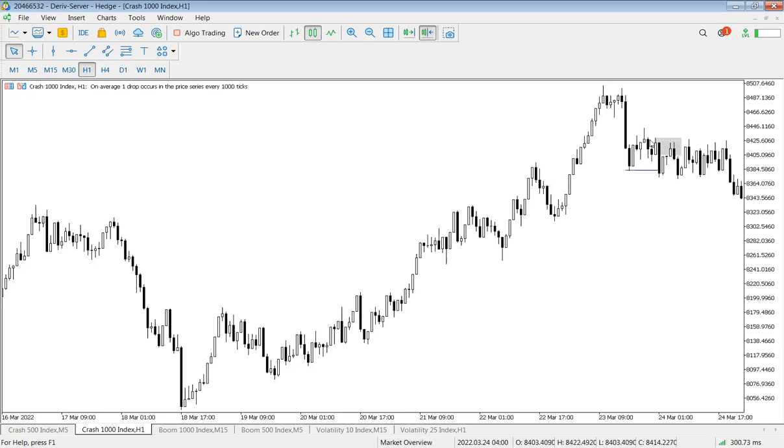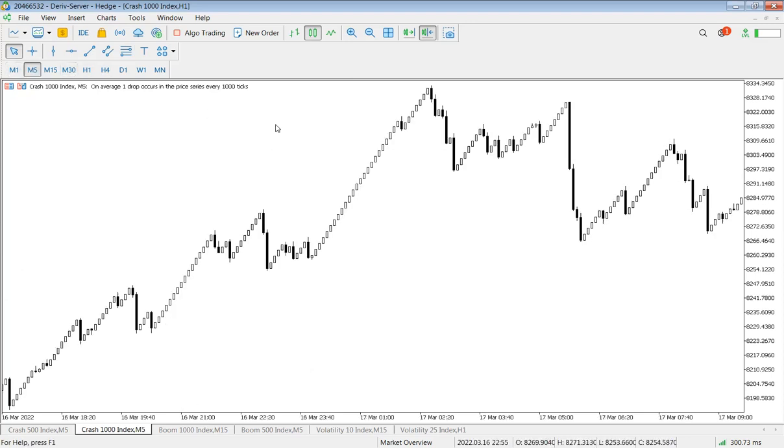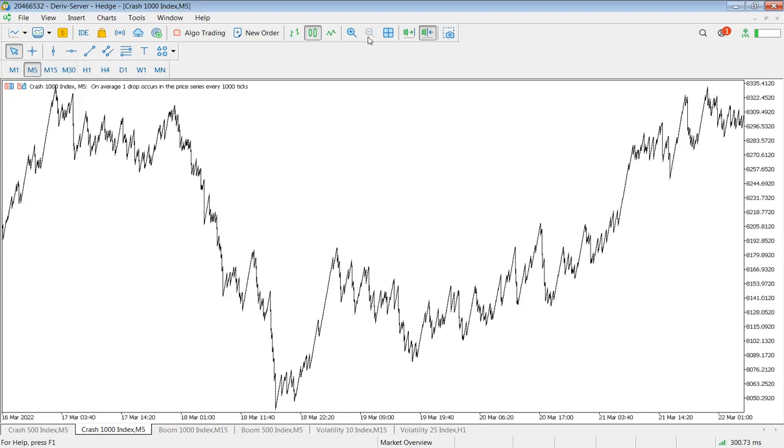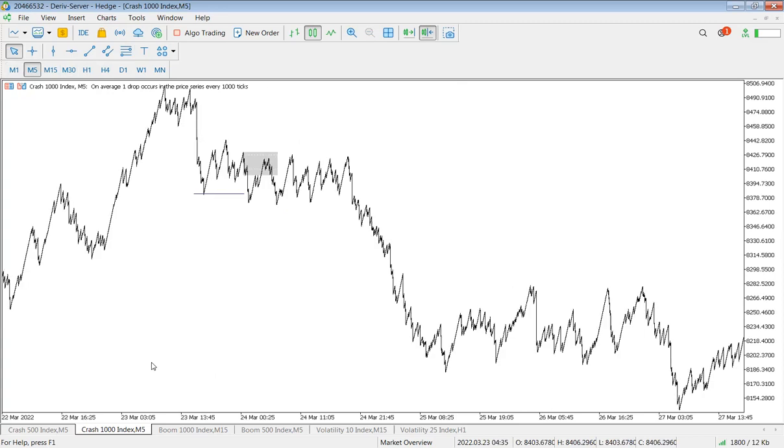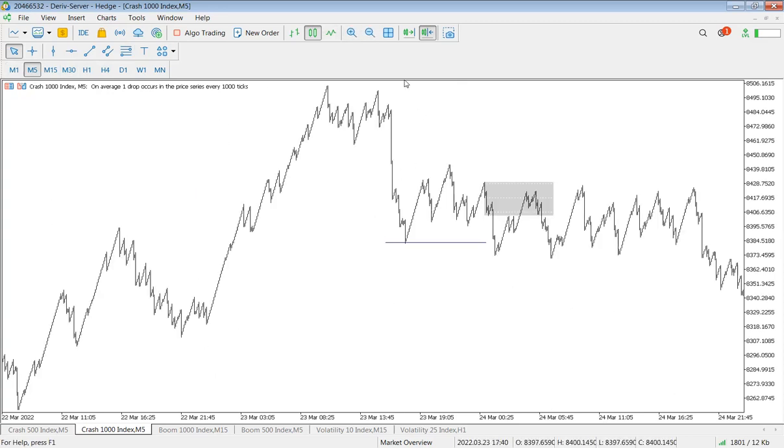Let's see what the market did. Assuming you highlight this one, see what the market did: price trended to the upside, then started dropping. So let us check it on a 5-minute time frame. But if we decide to use a 1-minute time frame, I don't think we will see that.